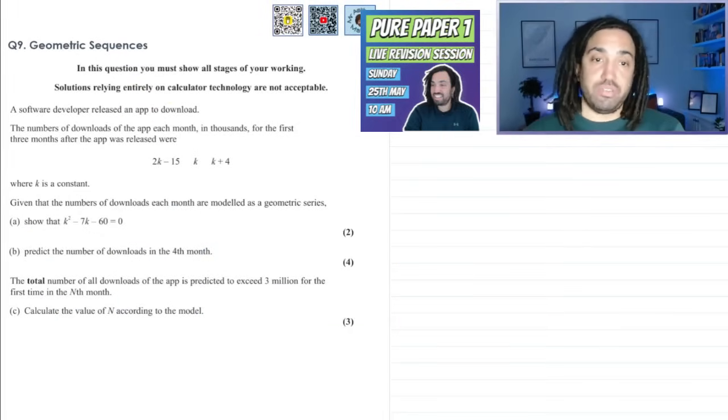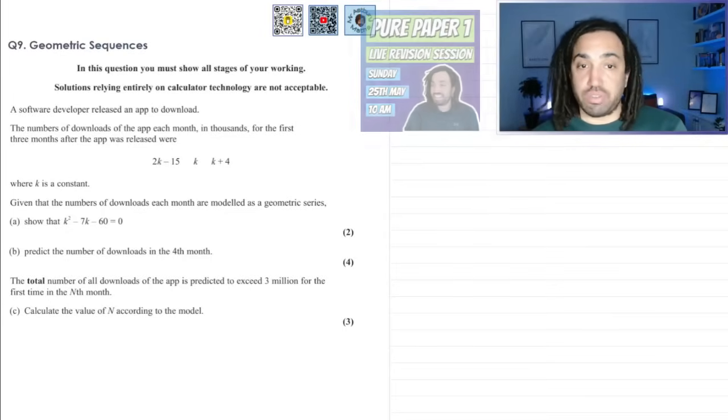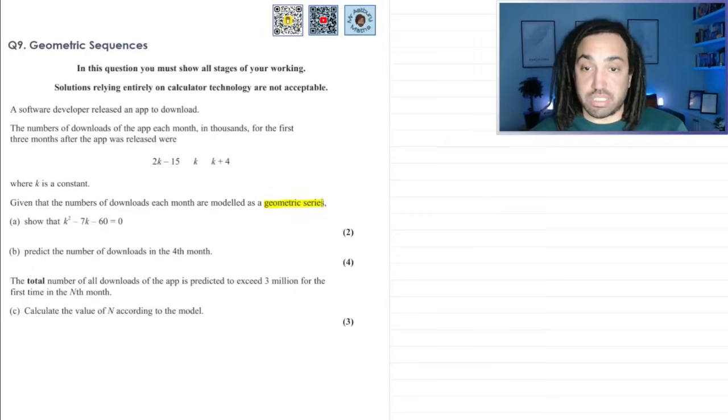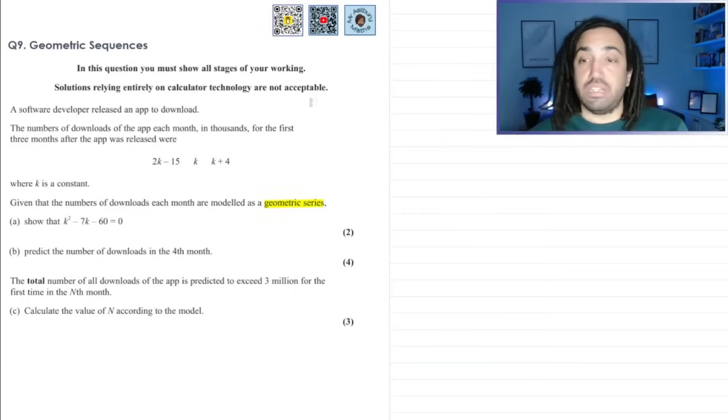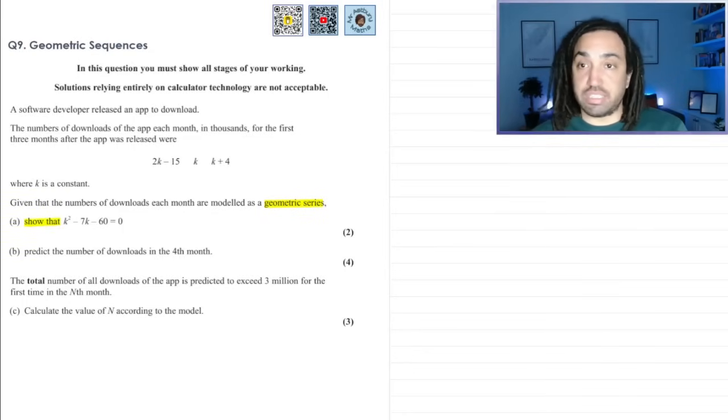Okay, a software developer released an app to download. The number of downloads of the app each month in thousands for the first 3 months of the app were released. Okay, and it says that it's modelled as a geometric sequence. Yes, that is what we're looking for here. Okay, so it's to show that question, and we need to work out essentially what k is.